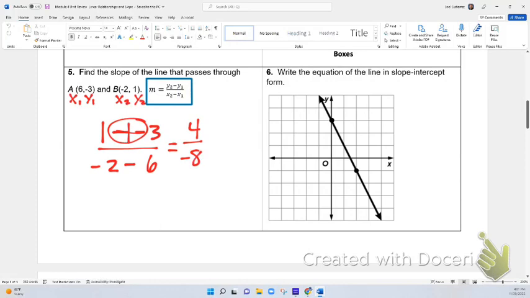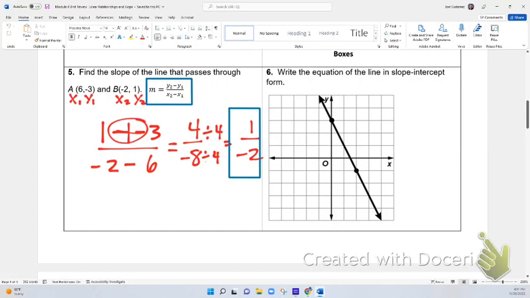You always want to simplify your fractions, so divide by 2, divide by 2. We end up getting, instead of dividing by 2, let's divide by 4, because if you divide by 2, you're going to have to divide again. So let's divide by 4, because 4 goes into both of those. So this gives you a 1 here. This gives you a negative 2. You can't do anything else to that, so your final answer would simply be negative 1/2 for number 5.